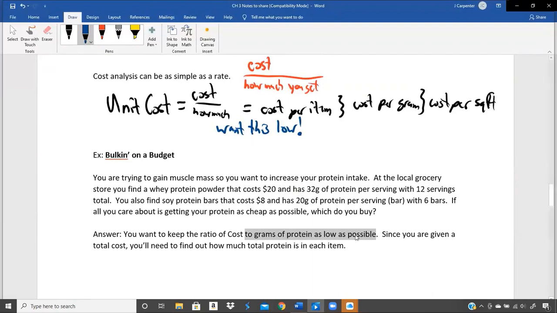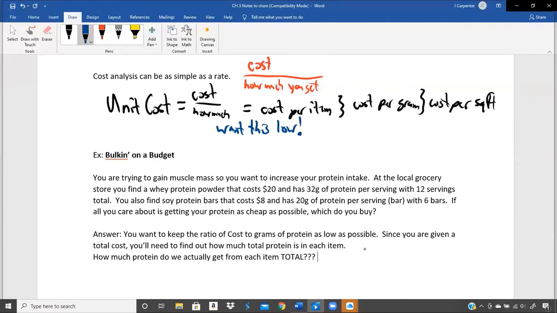But there's a problem here. How much protein do we actually get from each item total? We don't know. We weren't told. I told you you get 32 grams per double scoop of protein powder. I told you you get 20 grams of protein per bar. But how much protein is in the package of bars? How much protein is in the container of powder? Because it's not just one serving. It's not just 32 grams. There's 12 servings. It's not just 20 grams total in a single bar.